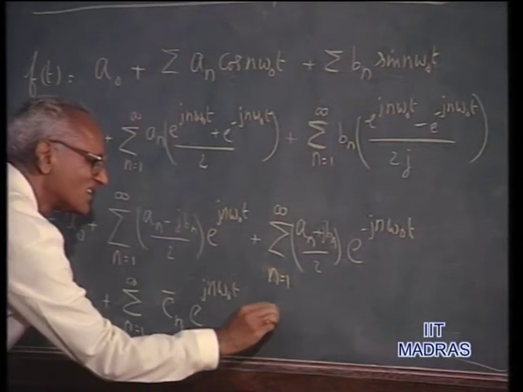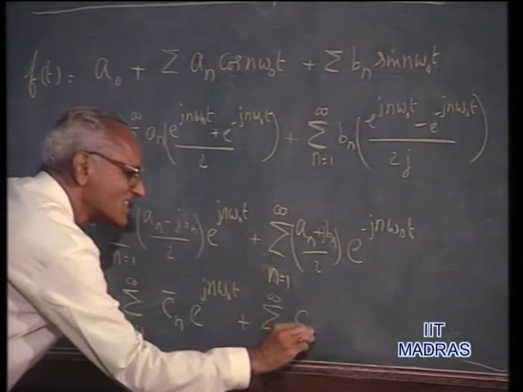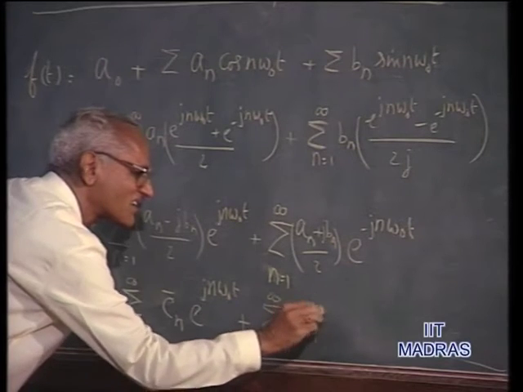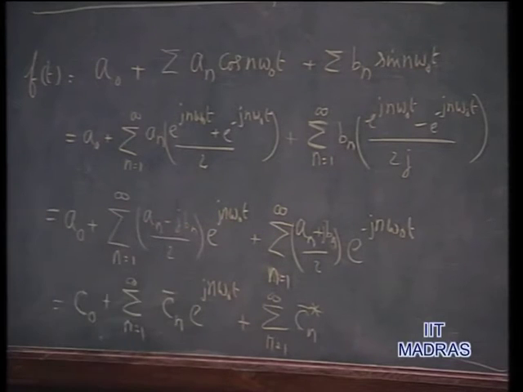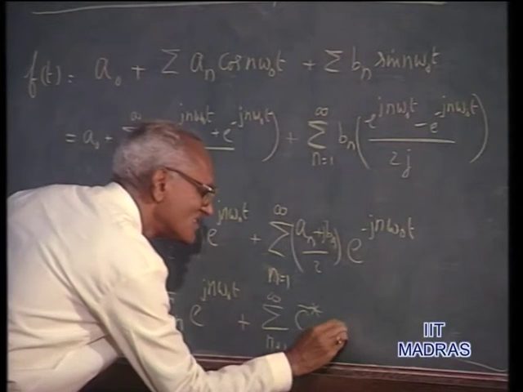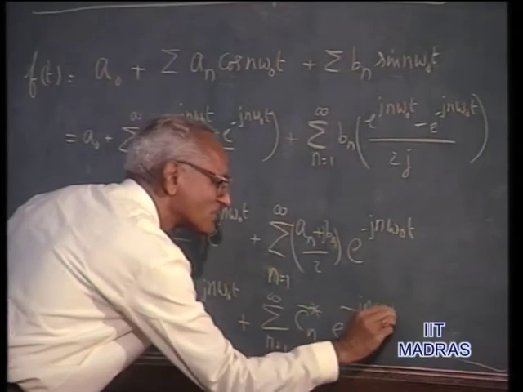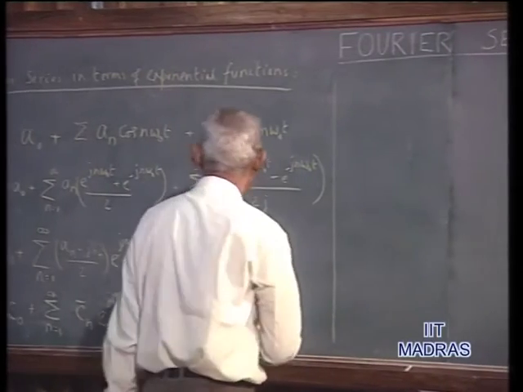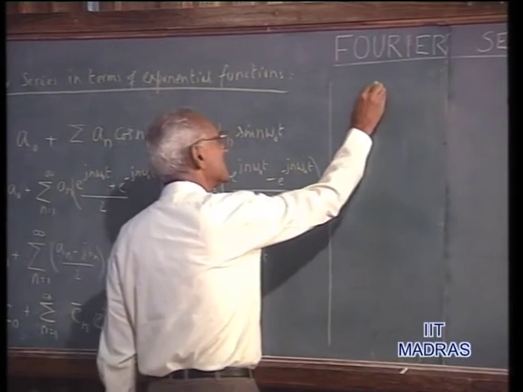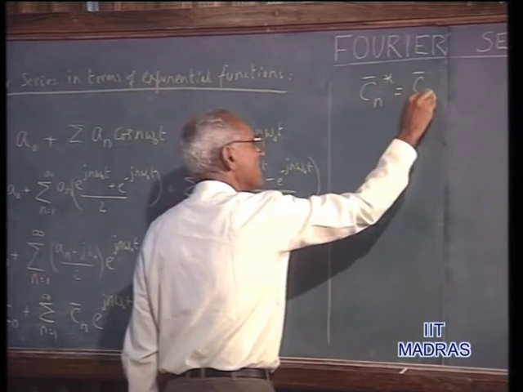plus n from 1 to infinity, this is C n conjugate, because this is a n minus j b n upon 2 is C n, this is its conjugate, the imaginary part has its sign reversed, e to the power of minus j n omega naught t. So let us define C n star as C minus n.